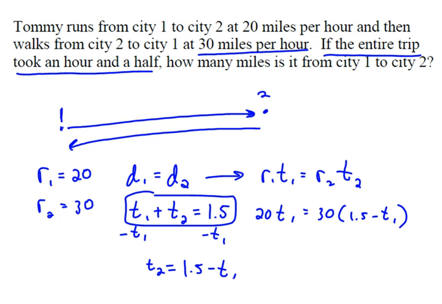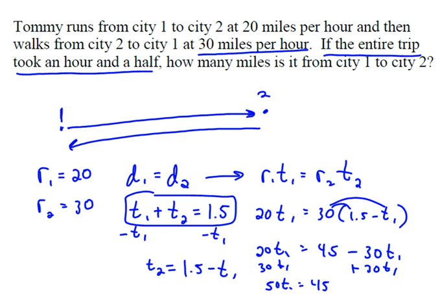And so when you go through and look at this, you're going to get 20 times T1. You're going to do the distributive property to get 45, 30 times 1.5. And then 30 times T1, which is just negative 30 T1. Add 30 T1 to both sides. And that's going to give you 50 T1 equals 45. And so time 1 is going to equal, well, 9/10 of an hour. 45 over, when you divide both sides by 50, 45 over 50 simplifies to 9/10.